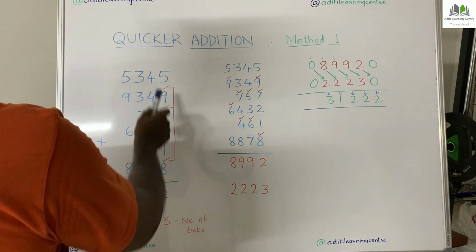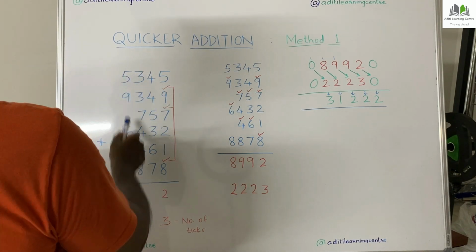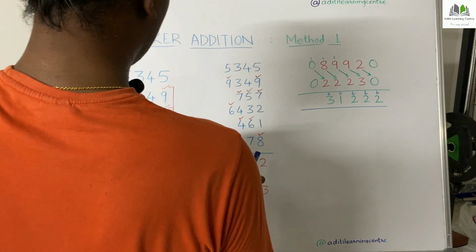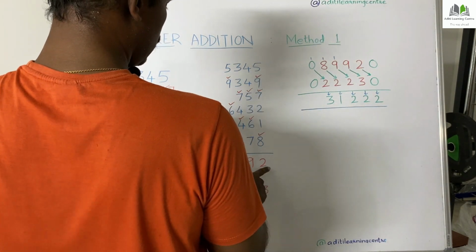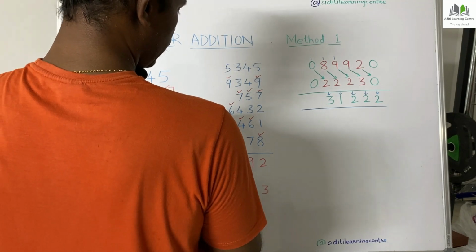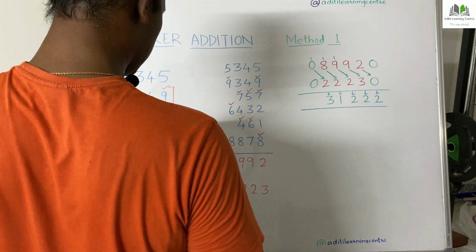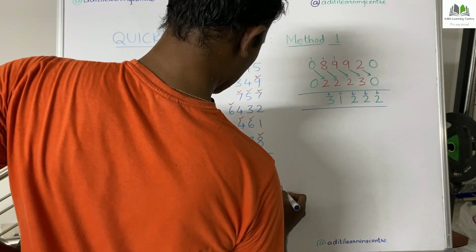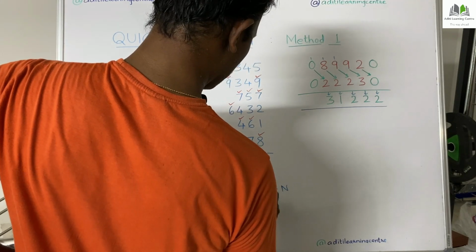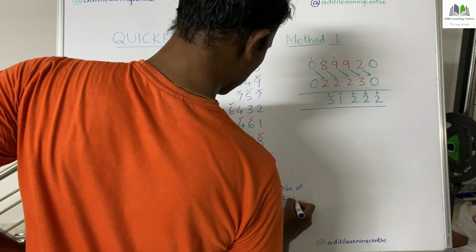Likewise, if we go on adding all the numbers in the tens place, in the hundreds place, and then in the thousands place, using this ticks method of addition, we will get the intermediary total as 8992, and the number of ticks for each position is 2223. So 2223 depicts the number of ticks.